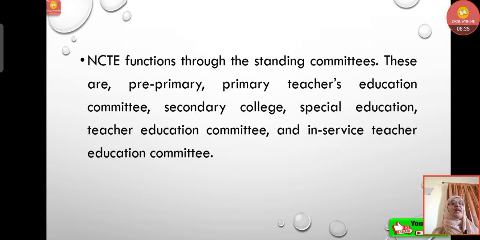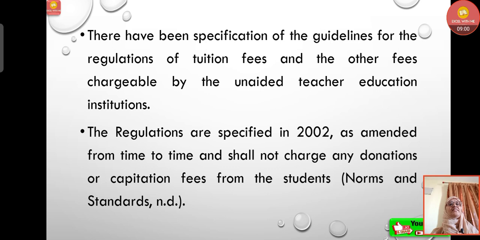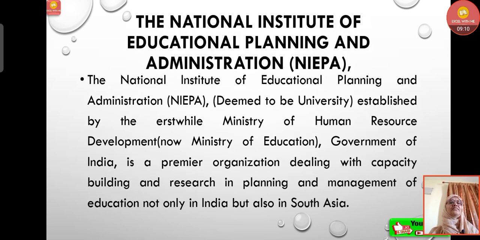See, functions through the standing committees. These are pre-primary, primary teachers education committee, secondary college, special education committee. One of the important areas that needs to be noted is the institution should charge fees as prescribed by the affiliating bodies or the government concerned in accordance to the provisions that have been specified in the NCTE. There have been different guidelines also. Then the regulations are specified and amended many times also regarding norms and standards.